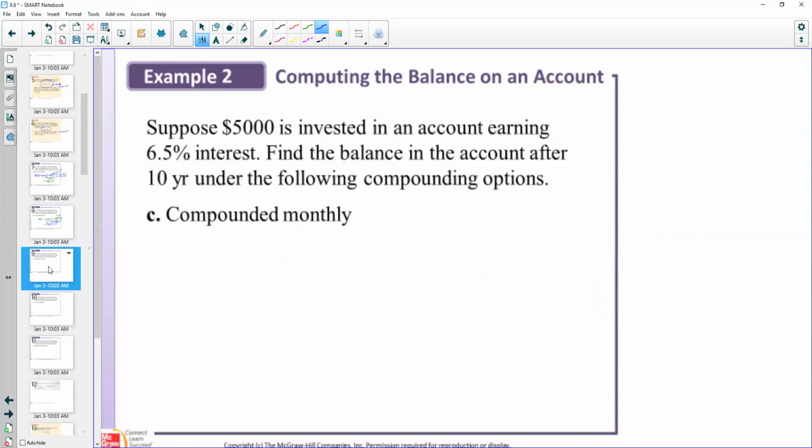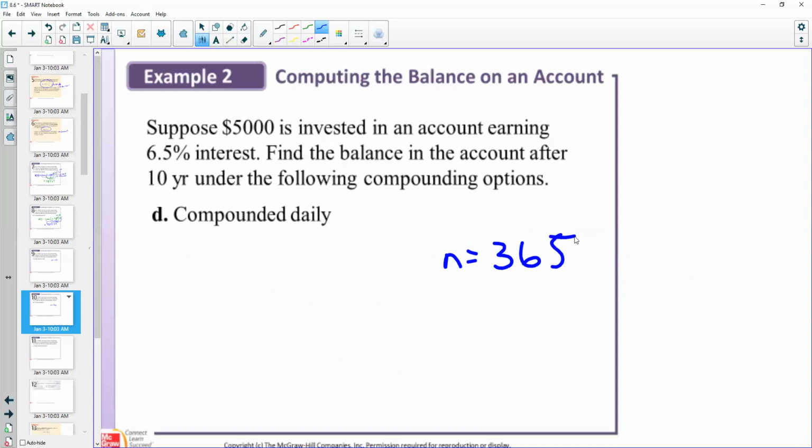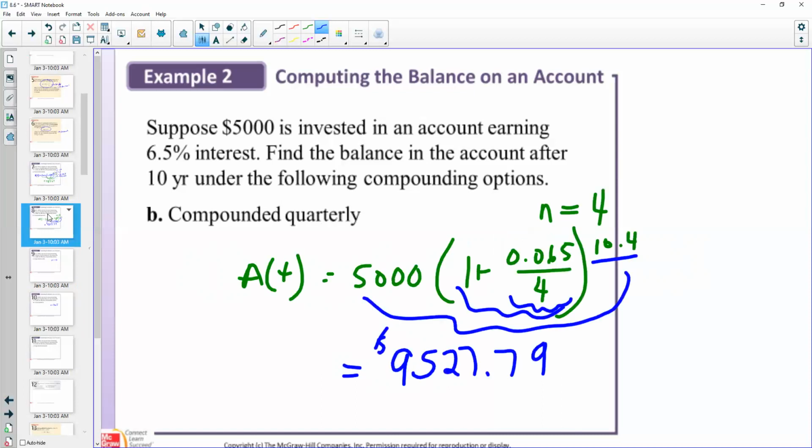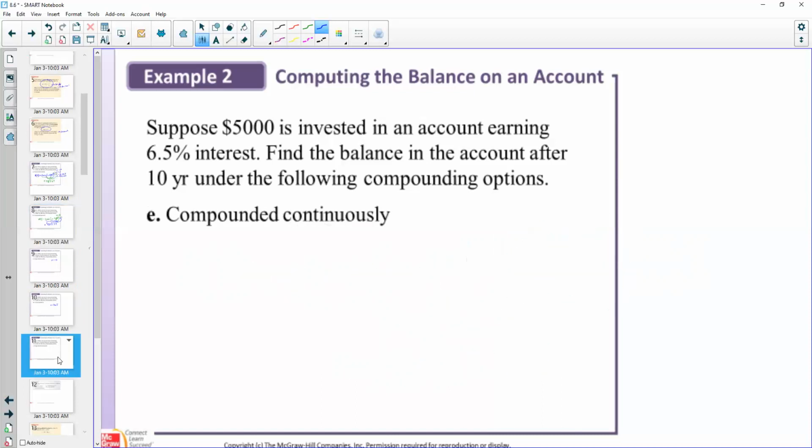All right. Compounded monthly. The difference here is going to be that n is 12 instead of 4. Okay, follow the same process. Compounded daily. The difference here is what? That n is 365. Okay, 365 days in the year, same process. And the more often it compounds, the more money you should be getting. So if you get to 365 and suddenly you have less money than you did earlier, something's wrong.